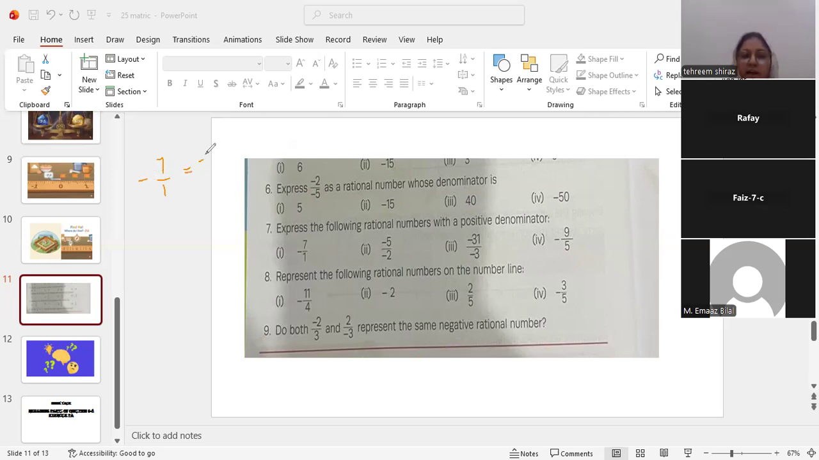We simply write it like this. This is the answer of part number 1. Is this clear?